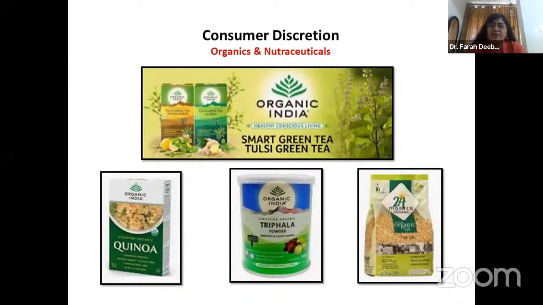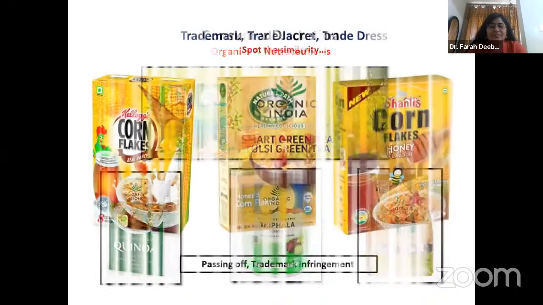And the consumer uses his discretion. Some people want to eat organics. Some people want to include nutraceuticals in their diet. It's again a freedom of choice. And you have so many things available, but you go for the organics, or you choose something which you think is healthy for you or which suits you. So this is how we create a communication with the customer and present something to the customer which the person will easily and happily own.